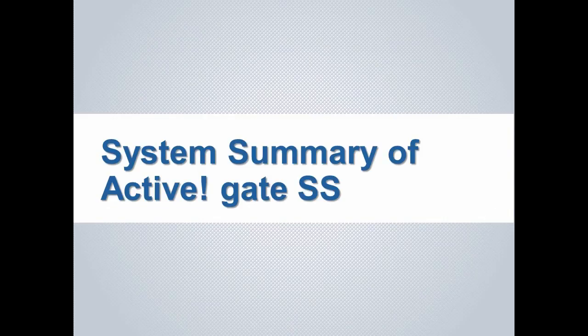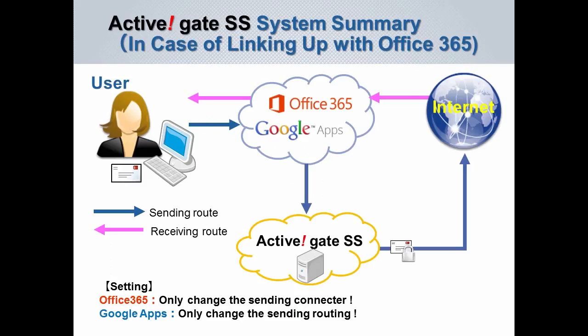Then, we'd like to show the system configuration of ActiveGate SS. This time, we show the case of using it for Office 365. As you see, ActiveGate SS does not intervene in the receiving route. So, if any trouble occurred on ActiveGate SS just in case, it will never cause a receiving failure.